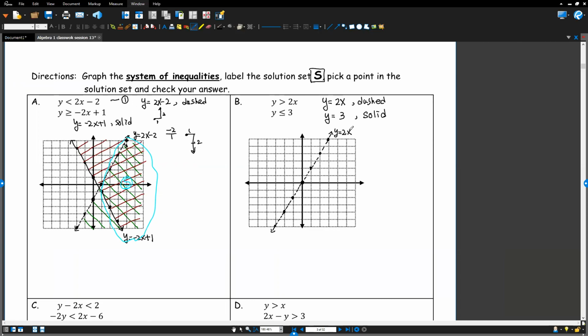Now take y equals 3. y equals 3 is just a solid horizontal line. For y equals 3, we don't care about the b value. That's the horizontal line.